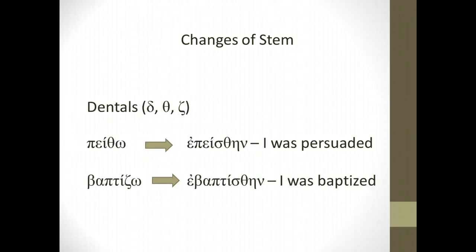With the dentals, your delta, theta, zeta, notice what happens here, for instance, with peitho. Because we don't want to put two thetas together, the theta then becomes a sigma, and so it becomes epeisthen. I was persuaded. Or in the case of the zeta, baptizo becomes ebaptisthen. I was baptized. Again, the easiest thing for you to remember when you are looking at all of these is simply to look for your augment and your distinctive theta, eta ending that will help you to recognize that you're dealing with the aorist passive.